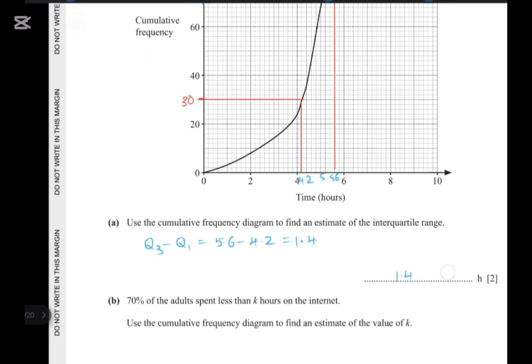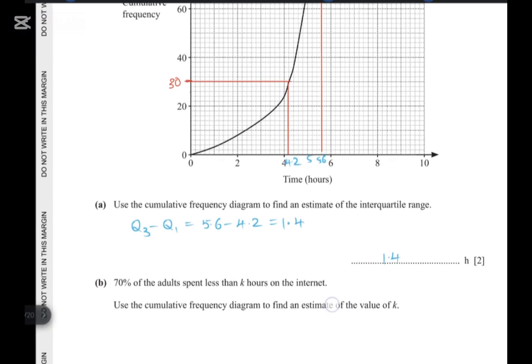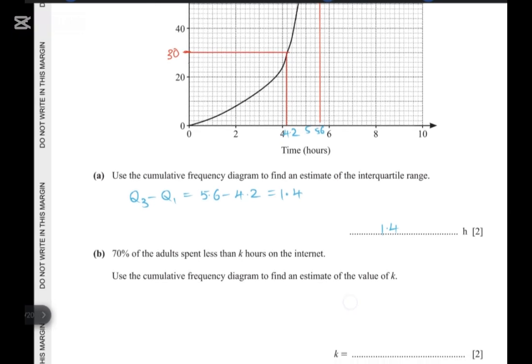Question number B. 70% of the adults spent less than k hours on the internet. Use the cumulative frequency diagram to find an estimate of the value k. They have given the percentage to us. We need to find out how many hours they have spent. So we need to check the 70th percentile. I mean, 70% is the 70th percentile.